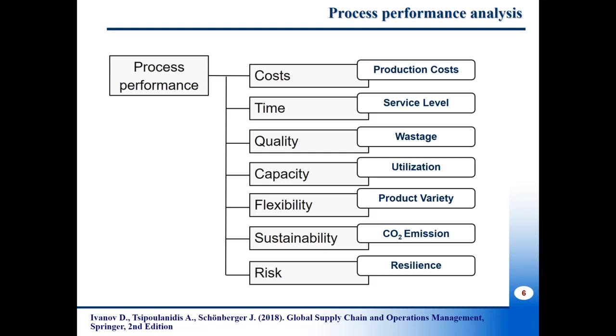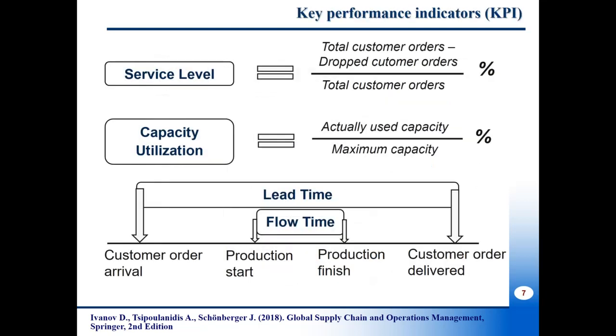All right, now let's go to the next page. This is one example of service level. Service level here is defined by the total customer orders minus dropped customer orders, that is back orders, divided by the total customer orders. And capacity utilization is defined by actually used capacity divided by maximum capacity.